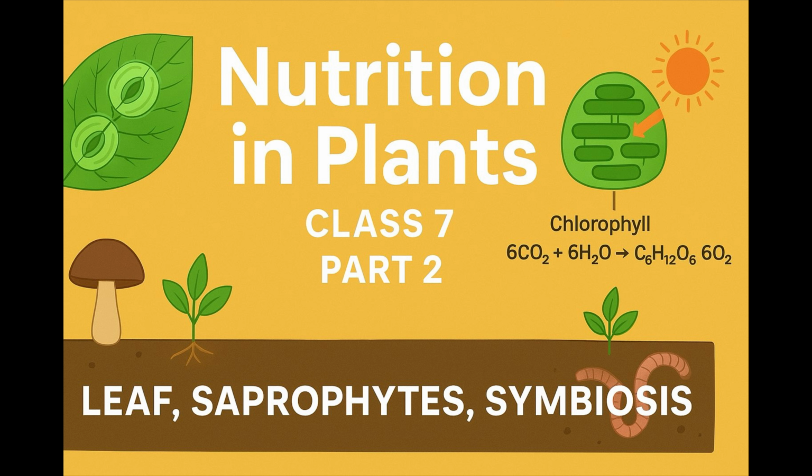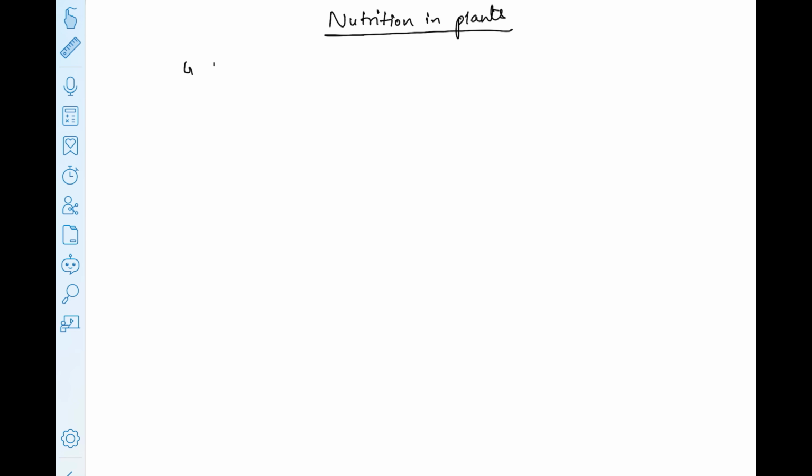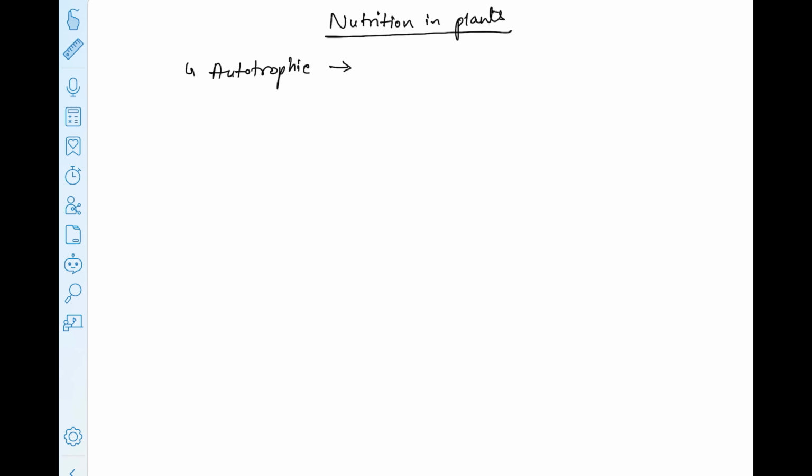Today we will complete the remaining chapter. In a previous class we discussed nutrition and its types. Today we are going to discuss nutrition in plants. And we all know plants use the autotrophic mode of nutrition, in which plants are able to make their own food. So they are not dependent on other organisms for their food.